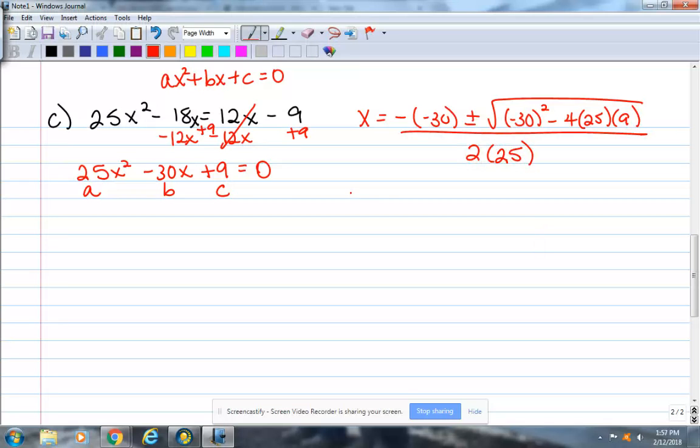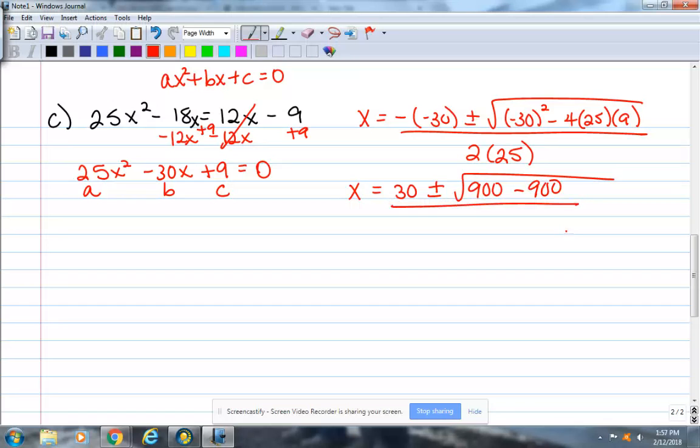4 times 25 is 100. Hang on. What's negative 30? Positive 30. Yep. Plus and minus the square root of what's negative 30 squared? Positive 900. Whatever number comes out here, you're always going to get a positive because any number squared is going to be positive, right? Okay. All right. 4 times 25 is 100, 900. But it's going to be a positive or a negative 900. Negative 900. Yeah, because it's one negative, right?